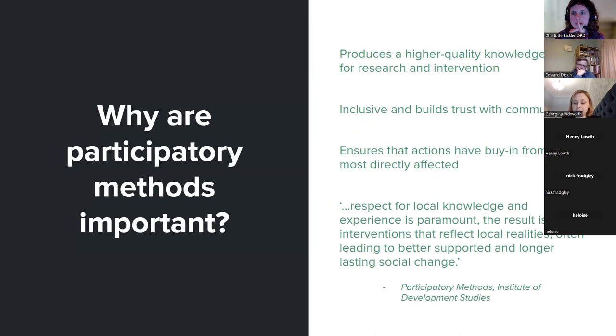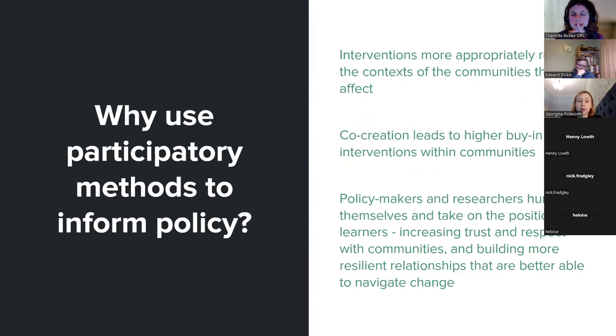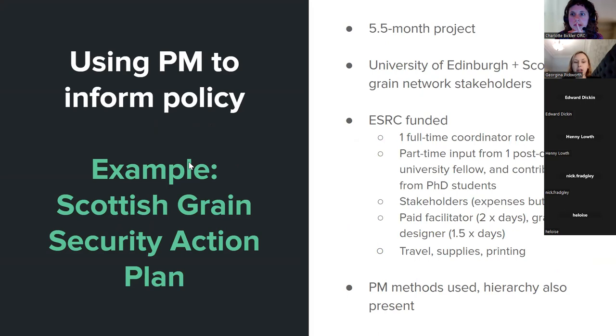And the first example of a project that I want to look at uses participatory methods to inform policy. So this is the 5.5 month project to co-produce an action plan for Scottish Government around the development of grain networks to help transition the grain system in Scotland. This has been funded by the Economic and Social Research Council, and it's been led by a team at the University of Edinburgh in collaboration with stakeholders from the Scottish grain system.